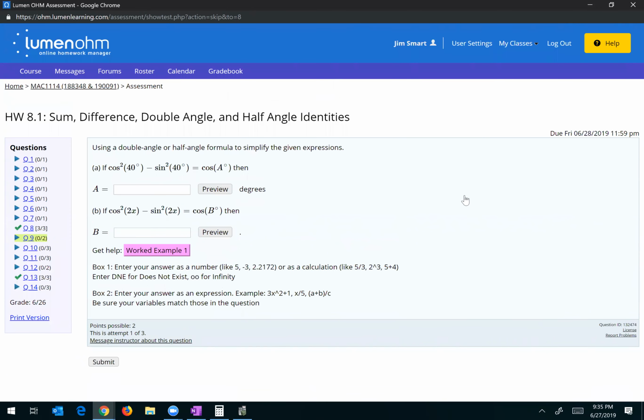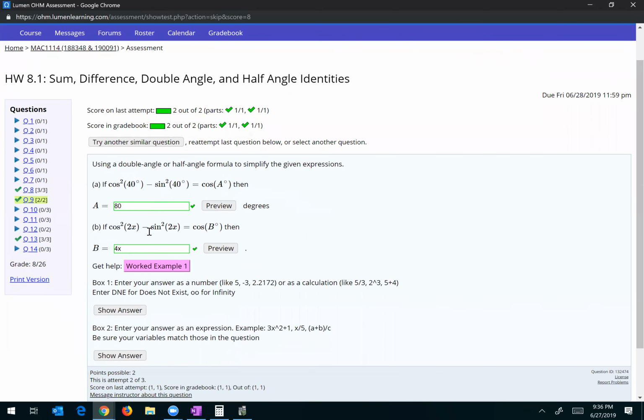So this is just a matter of recognizing that cosine squared minus sine squared is the double angle formula. So then A is twice 40. Cosine of 2 times 40 is cosine squared 40 minus sine squared 40. And B, cosine squared minus sine squared, is again the double angle formula for cosine, so B is 2 times 2x, or 4x. That's it. There's not any work to do. It's just recognizing those as the formula.